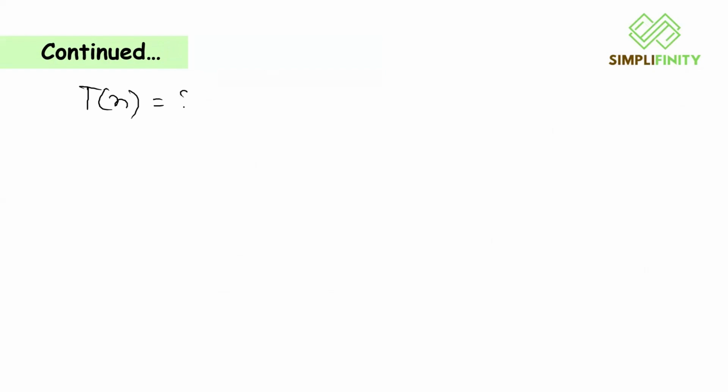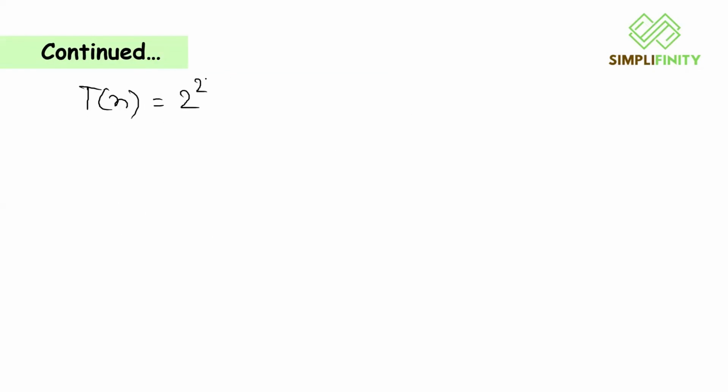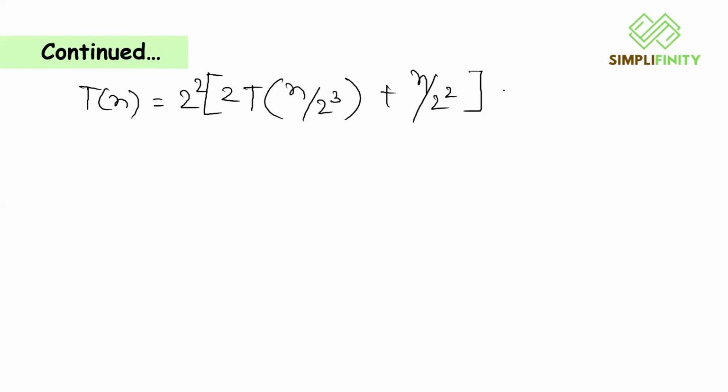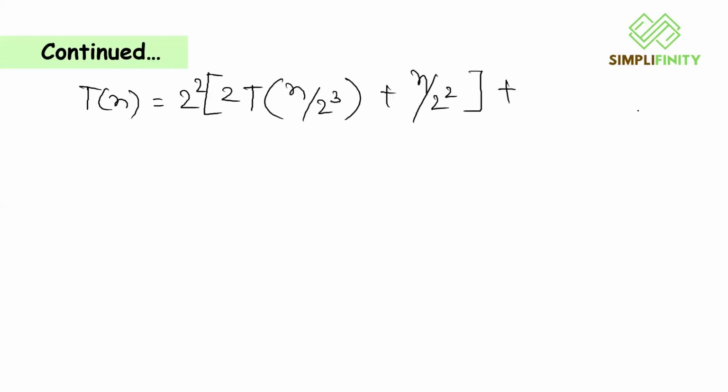T of n equals 2 to the power 2, T of n by 2 to the power 3 plus n by 2 to the power 3, plus, what was it? 2n. That's 2n. Okay, now we are going to simplify this into this, meaning 2 to the power 3. You see?